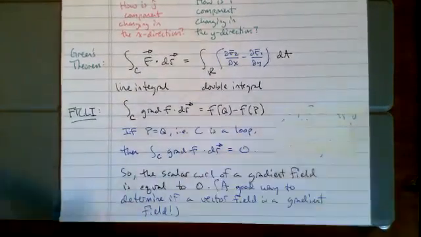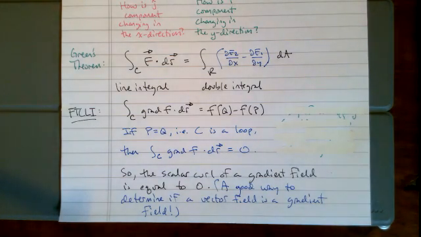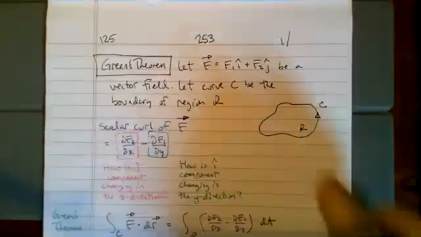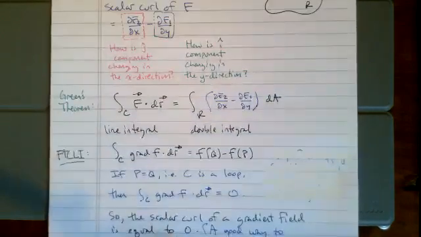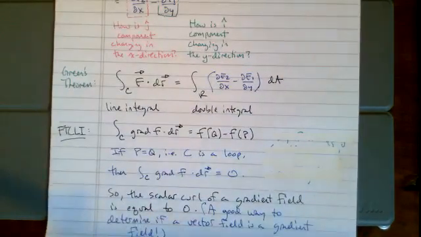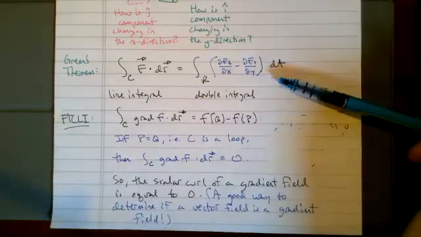So Green's theorem tells us, if we combine Green's theorem with the fundamental theorem of calculus for line integrals, we know that the line integral around a closed loop, for example a loop that is containing some region, is going to be equal to 0. And that means, according to Green's theorem, our double integral is going to be equal to 0.